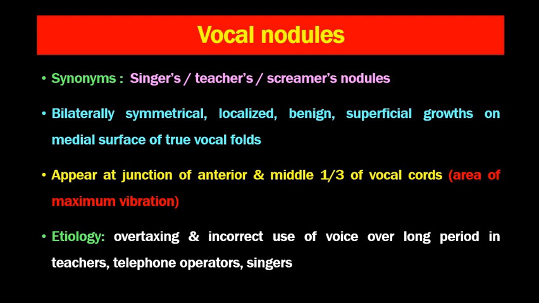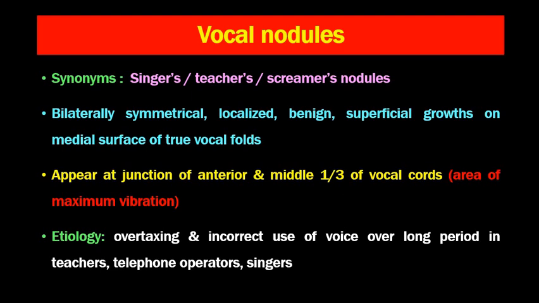They are bilaterally symmetrical, localized, benign and superficial growths on the medial surface of the true vocal cords. The medial surface is the mobile surface of the vocal folds. They appear at the junction of the anterior and middle one-third of the vocal cords because that is the area of most vibration. Therefore, when there is maximum vibration, there will be trauma to the vocal folds and vocal nodules appear.